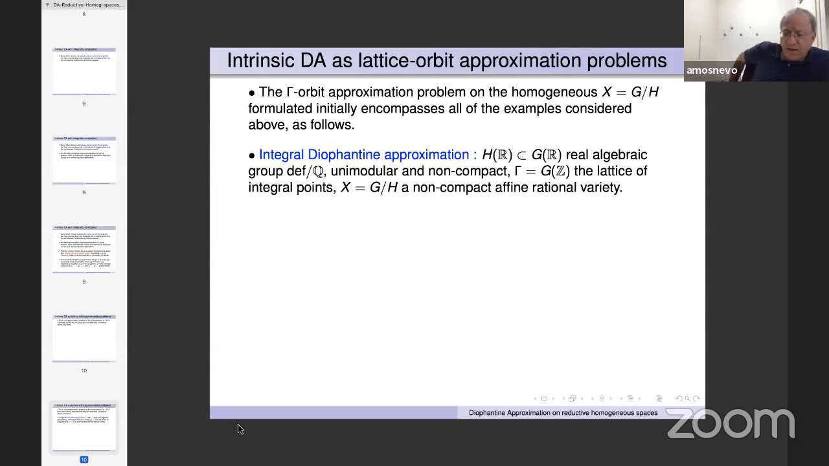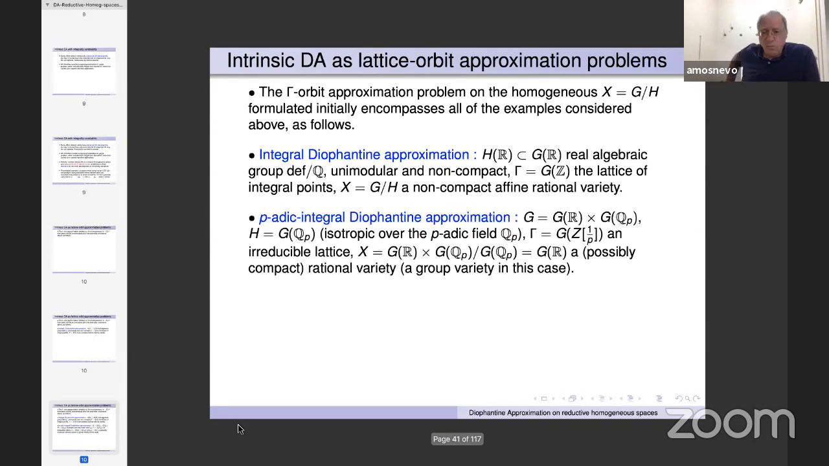The integral Diophantine approximation we mentioned, we have the algebraic group H_R in G_R. These are two real algebraic groups defined over Q, both unimodular and non-compact. And gamma is the lattice of integral points. Here, X equals G mod H is a non-compact affine rational variety with an invariant volume form. Then we have p-adic integral Diophantine approximation. Now here, we're going to take G to be a product group.